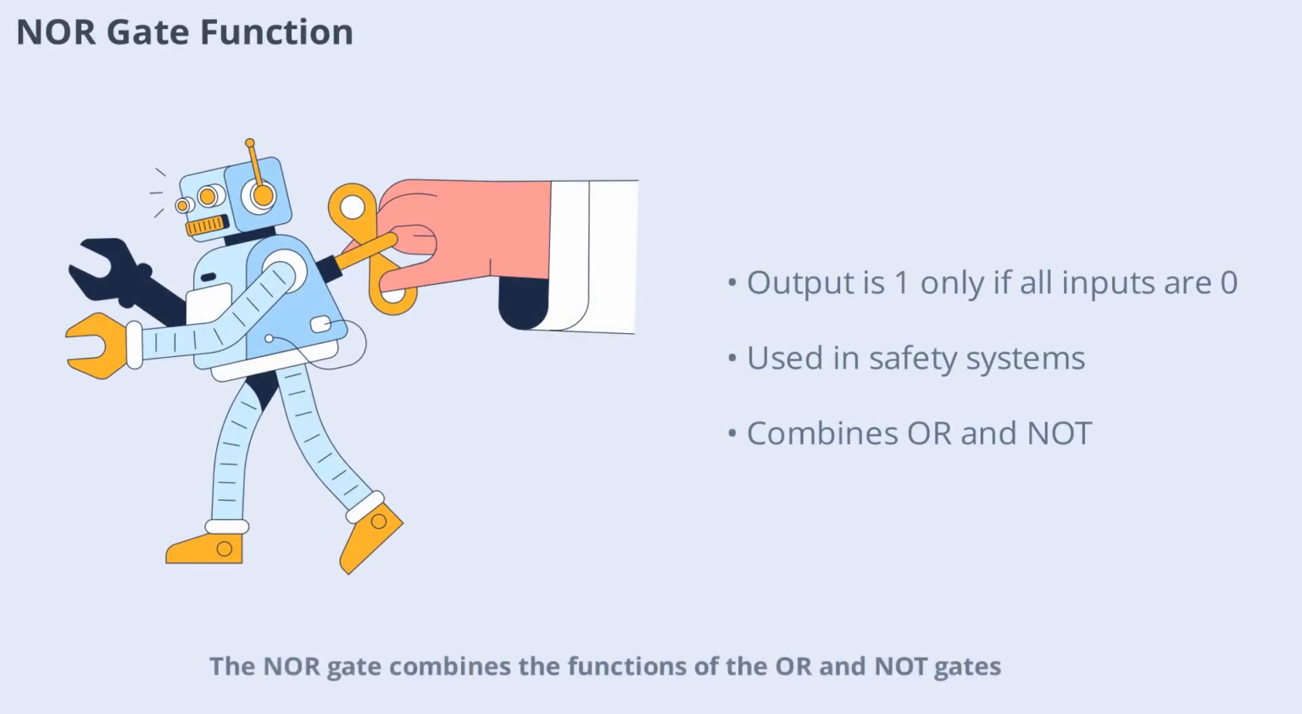The NOR gate combines the functions of the OR and NOT gates. It outputs a 1 only when all its inputs are 0. If any input is 1, the output becomes 0. NOR gates are often used in control systems where an action should only occur if no conditions are met. For example, a warning light might stay off unless all safety checks fail. This makes the NOR gate a valuable tool in safety and monitoring applications.